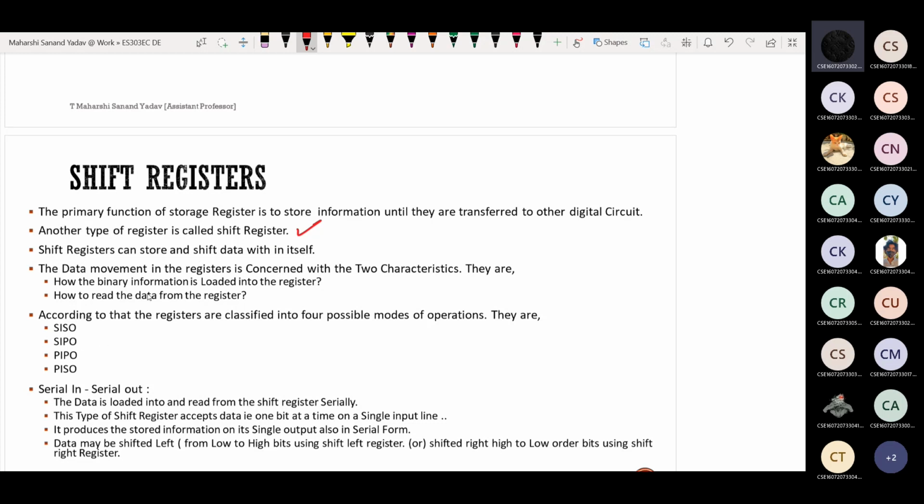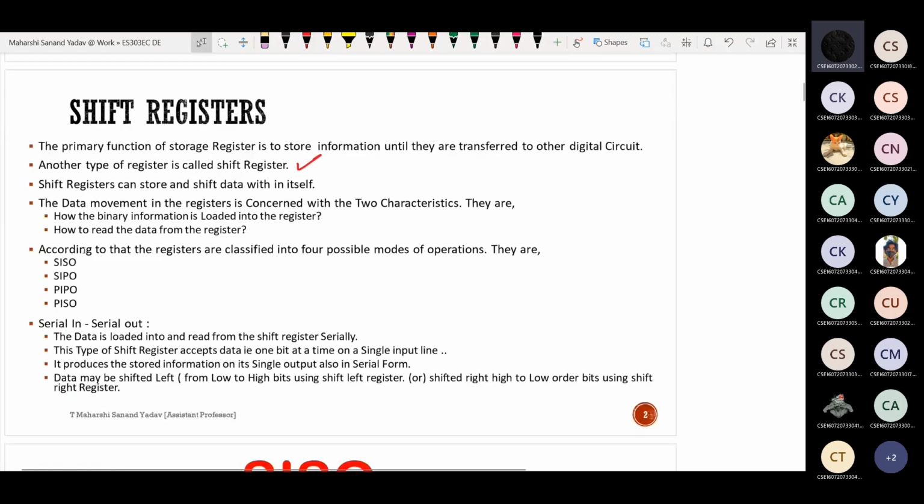So generally they are classified into types as SISO, SIPO, PIPO and PISO. So here SISO stands for serial in, serial out. S stands for serial. P stands for parallel. And I stands for input, O stands for output. So this is serial input, serial output. Next one is serial input, parallel output. Third one is parallel input, parallel output. And fourth one is parallel input, serial output.